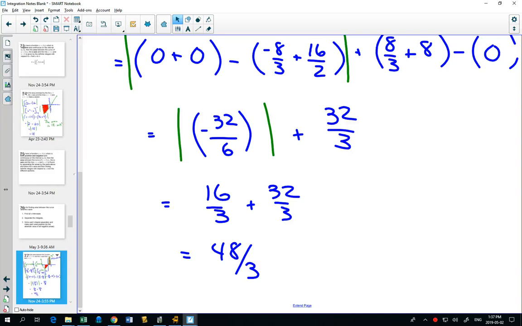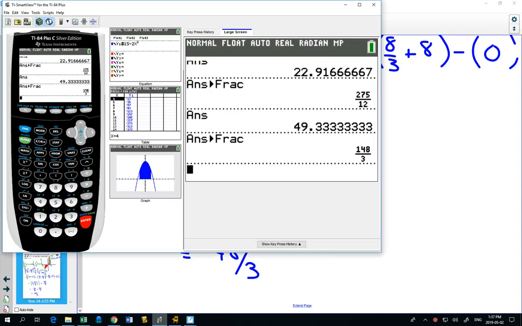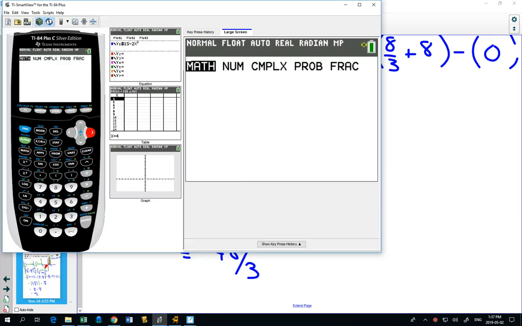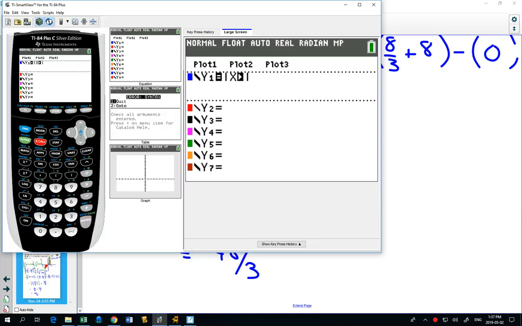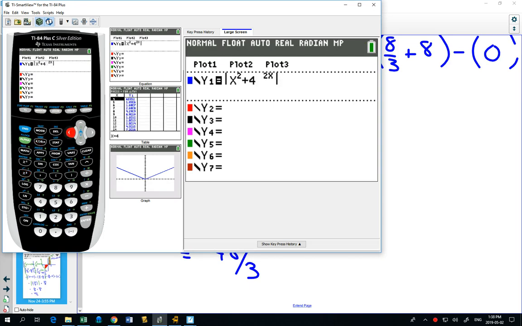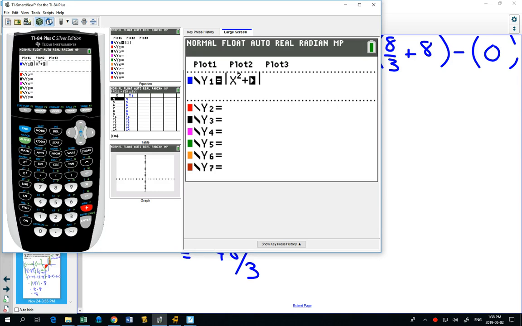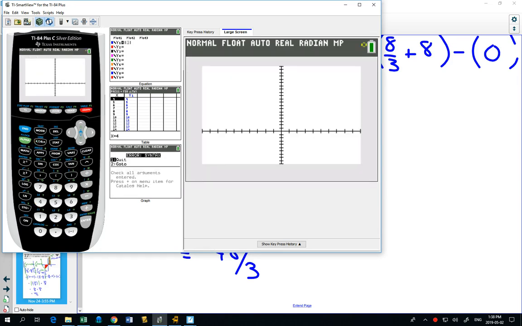Here are some things that you can do on your calculator to cheat a little bit. If I type this into my calculator, first of all, I'm going to cheat right at the beginning. I'm going to type x squared plus 4x, but I'm going to put it in absolute value bars. So if I go to math and over to absolute value, number one on number, and write x squared plus 4x, let's try that again. Absolute value, x squared plus 4x. And I graph that. What does that do?